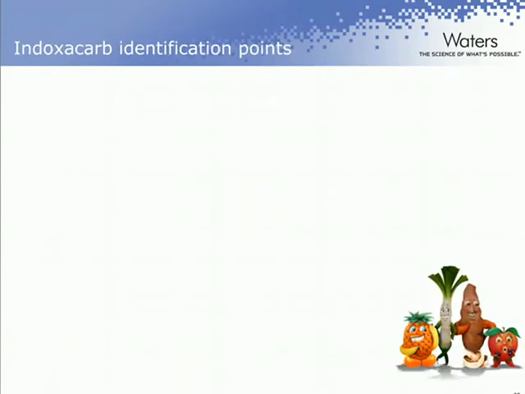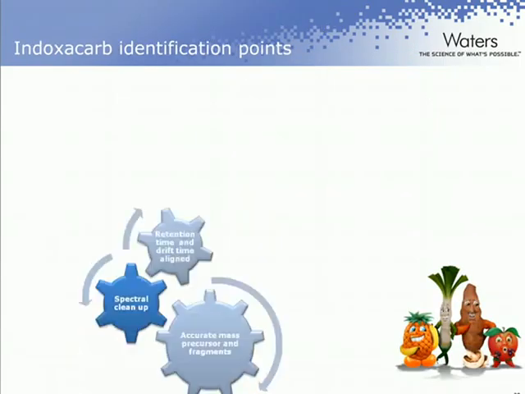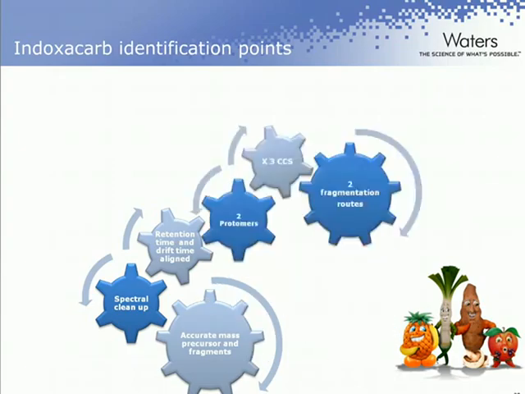So just to summarize this particular section with indoxacarb, we have accurate mass, precursor and fragments, we have spectral cleanup, we've shown retention time and drift time aligned data. We also have two protomers. In fact, we have three collision cross sections because we also had a sodiated adduct as well. So that gives us three identification points.